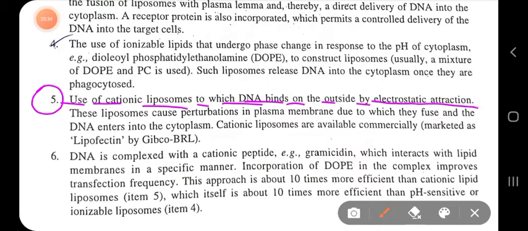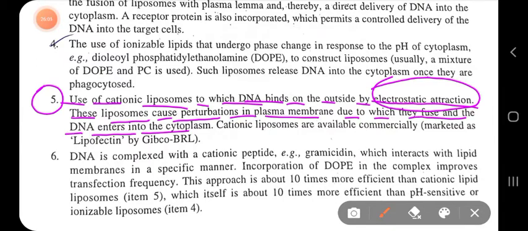How are they attaching on the outside? That means the DNA is not encapsulated. The DNA is not inside the vesicles of the liposome; it is on the surface of the liposomes, attached by electrostatic attraction. Now these liposomes cause perturbations in the plasma membrane, due to which they fuse and the DNA enters the cytoplasm. So by using this type of liposome, we can directly introduce DNA through the plasma membrane, where they fuse and your DNA easily enters the cytoplasm.